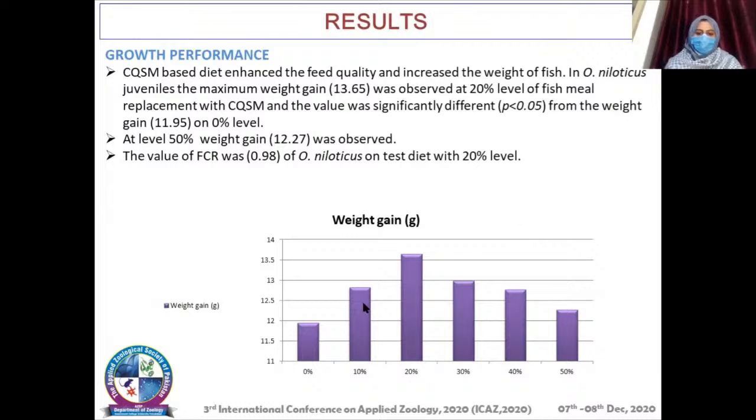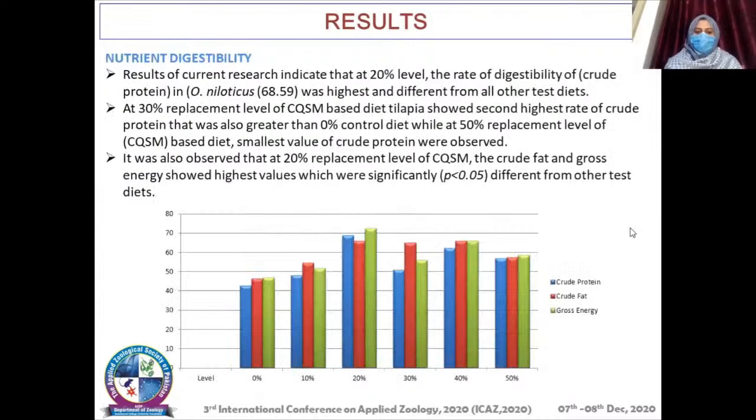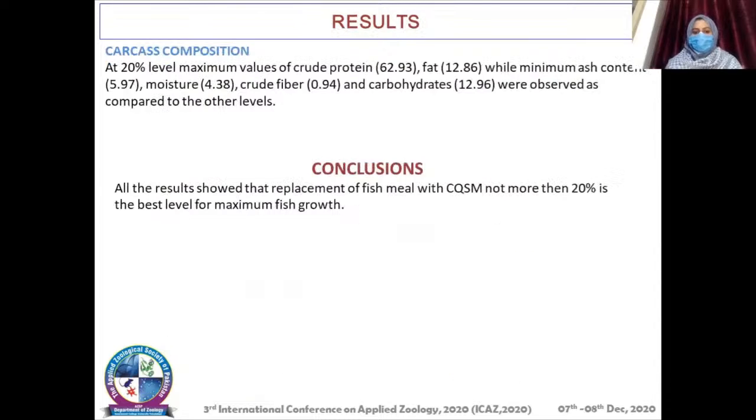The graph is showing the growth performance, weight gain in grams, and nutrient digestibility. The result of current research indicates that at the 20% level, the rate of digestibility of protein was highest and different from all other test diets. It was also observed that at the 20% replacement level of quinoa seed meal, the crude fat and gross energy showed the highest values, which were significantly different from the other test diets.